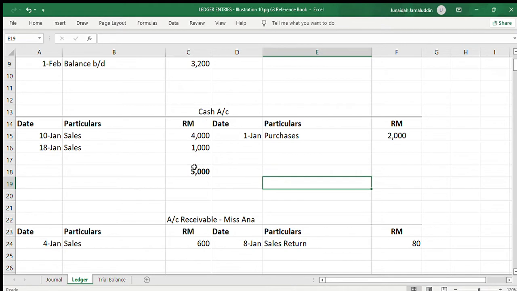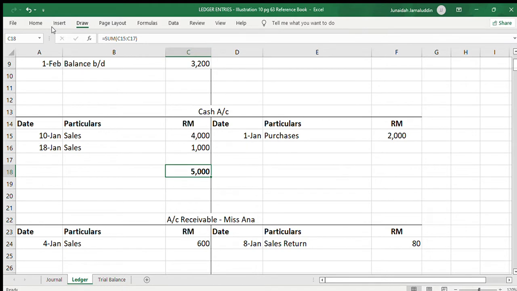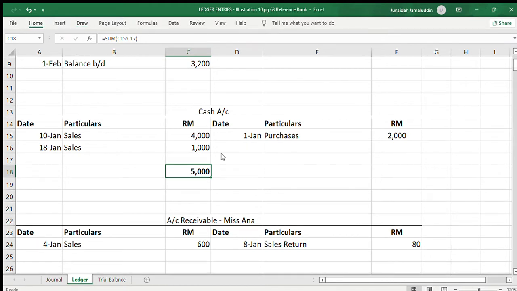Okay, so kita ambil jumlah yang lebih besar. Jumlah yang lebih besar adalah belah debit sebanyak 5,000. So kita just buat dia dalam balancing box, macam ni. Sebelah sini pun, sebelah kredit pun, kita kena letakkan jumlah yang besar tu. Kat sini ya. So kita letakkan 5,000 tu dekat sini.